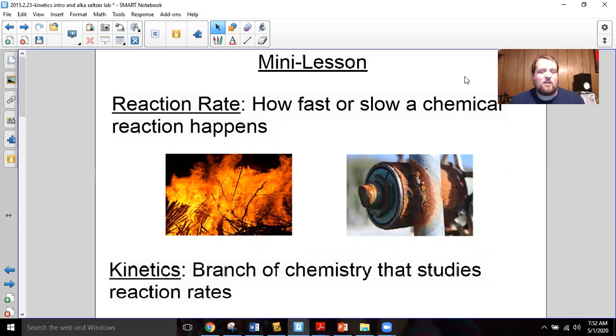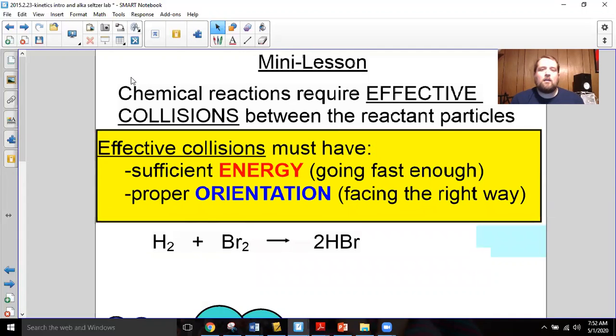Kinetics is the study of why some reactions are fast and others are slow. So anytime you see the word kinetics or chemical kinetics, it's talking about the study of rates of reaction. So at the heart of kinetics is this idea of effective collisions.